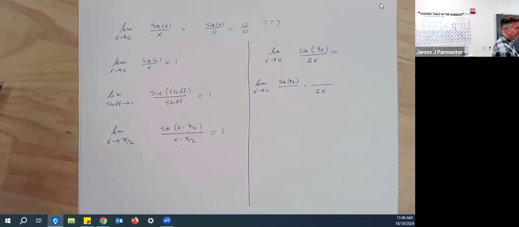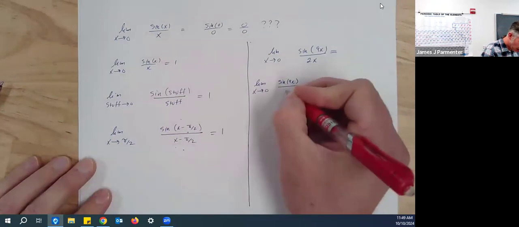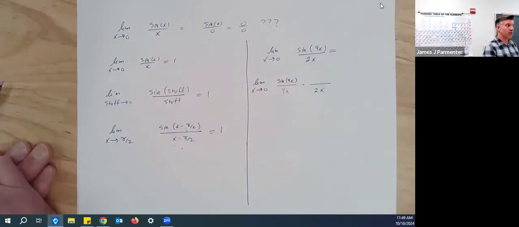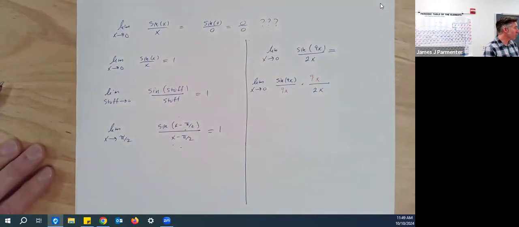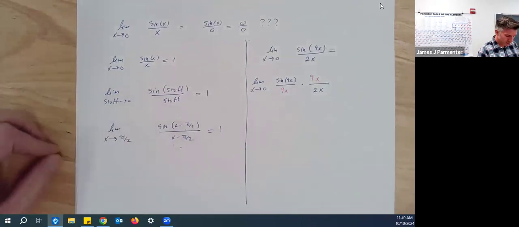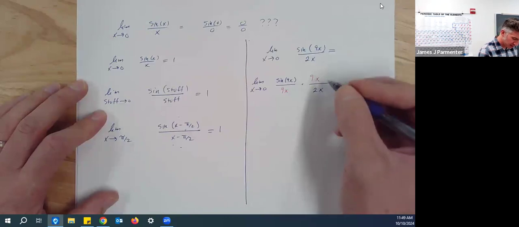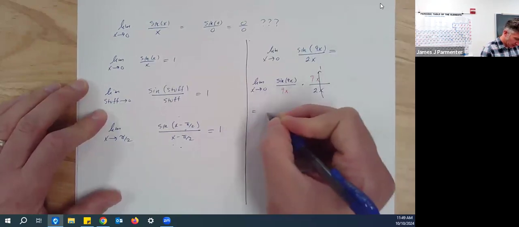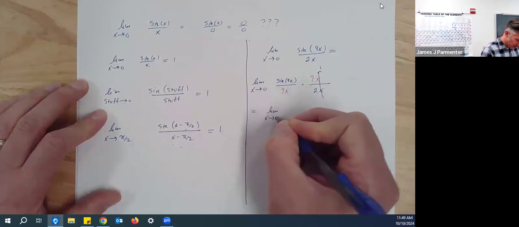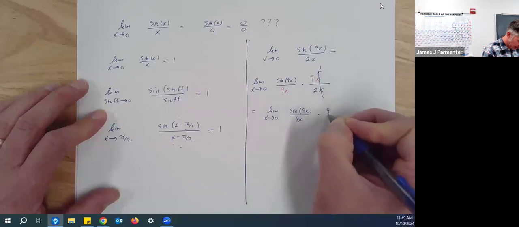So now I'm going to ask the question again. What do I wish I had beneath sine of 9x? Right. But if I divide by 9x, I better also multiply by 9x. Cool. So then we simplify. 9x divided by 2x, the x's can cancel, and I just have 9/2. So those x's cancel out to be 1. And I have the limit as x approaches 0 of sine of 9x divided by 9x times 9/2.